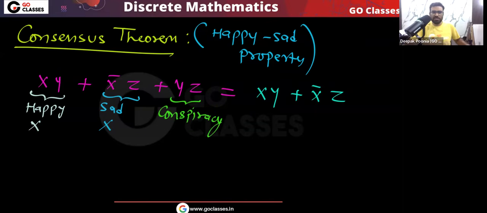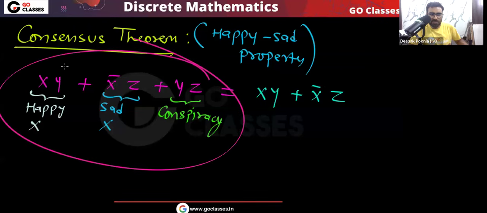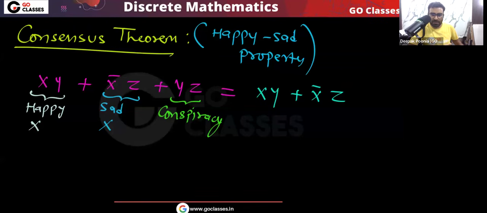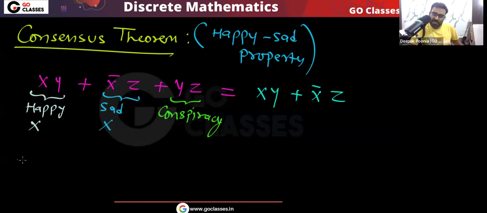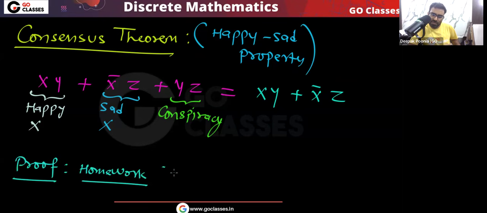Okay, so this is the consensus theorem. Using this theorem, you can simplify this type of expression to this type of expression. I hope you understood the happy-sad property. This is how you can remember it. And remember, the proof is very easy. Let me give this proof as homework. Or you can apply the by-case method. Homework: use the by-case method.